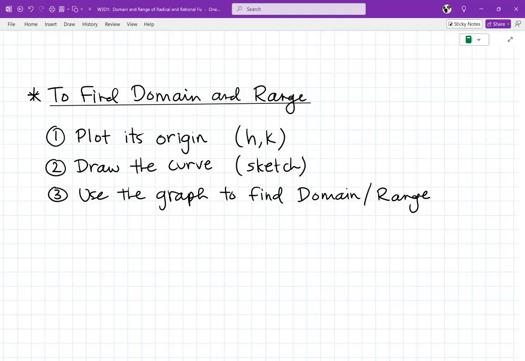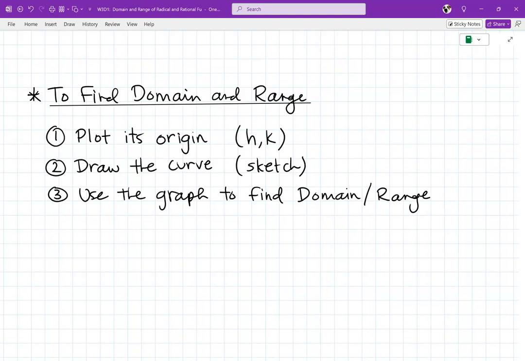It's actually pretty easy to do domain and range when you have a picture, okay? It's a lot harder to do it when it's just done algebraically. So that's why I have you guys do a picture. And like I said, the picture doesn't have to be perfect, but just close enough, okay?